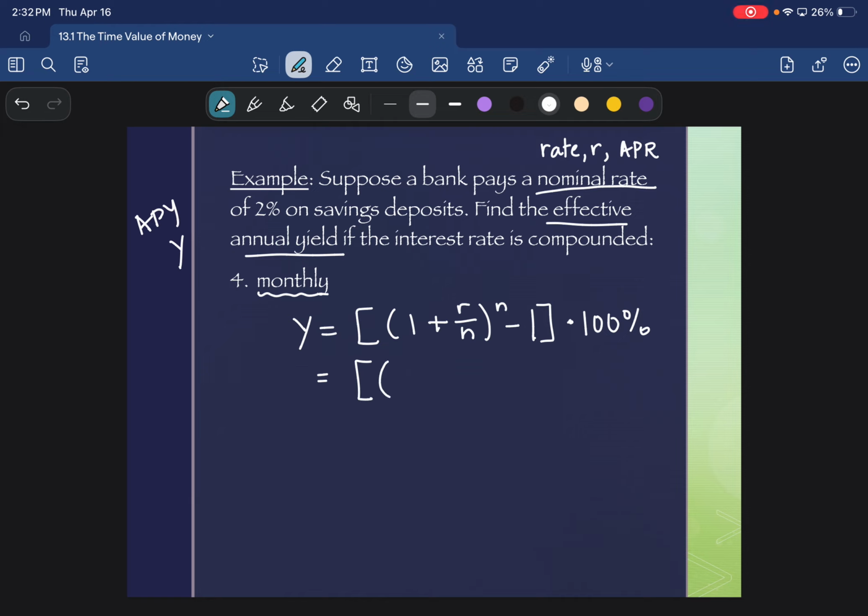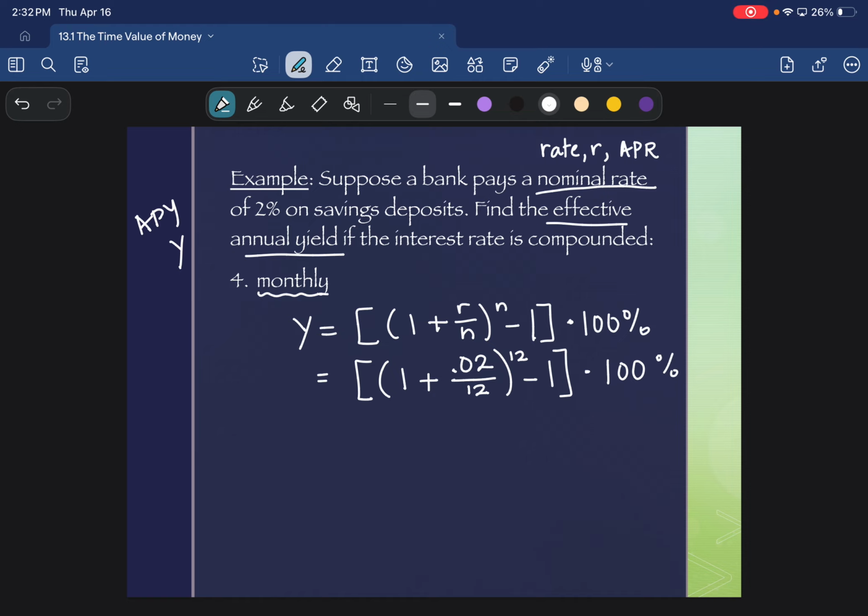So we've got a bracket, a parenthesis, a 1. What value do I put in for R? 0.02. Yep. I usually leave off that leading 0 and just put .02, but if you want to put a 0 in front of the decimal, you certainly can. What is our value for N? 12. Now I have an exponent of 12. I subtract my 1, and then I multiply by 100.